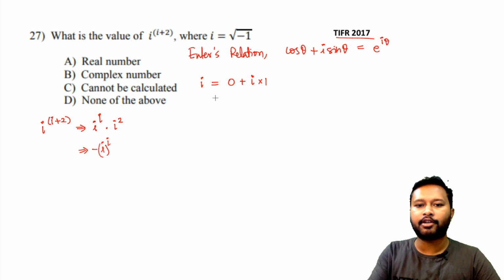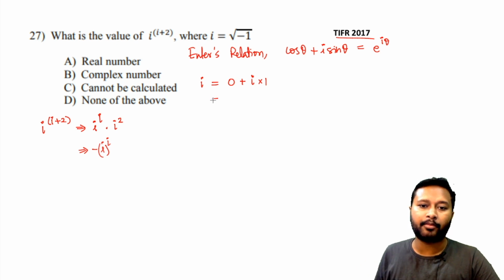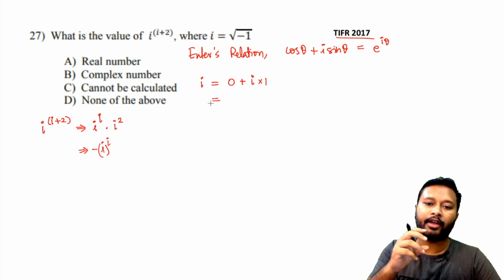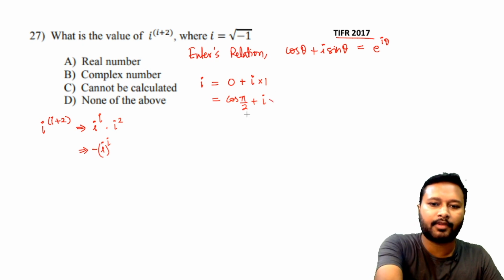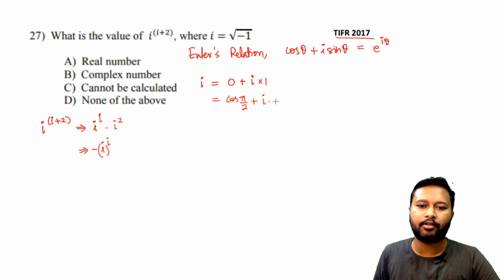Now I'm going to convert this into the polar form. Polar form means I'm going to convert everything in the form of angles and sine and cos. So you know that cos pi by 2, that means cos 90 degree, is 0. So in the place of 0, I can write cos 90 degree or cos pi by 2, plus i, and in the place of 1, I can write sin 90 degree because sin 90 is also 1. So I'll write i and then sin pi by 2.